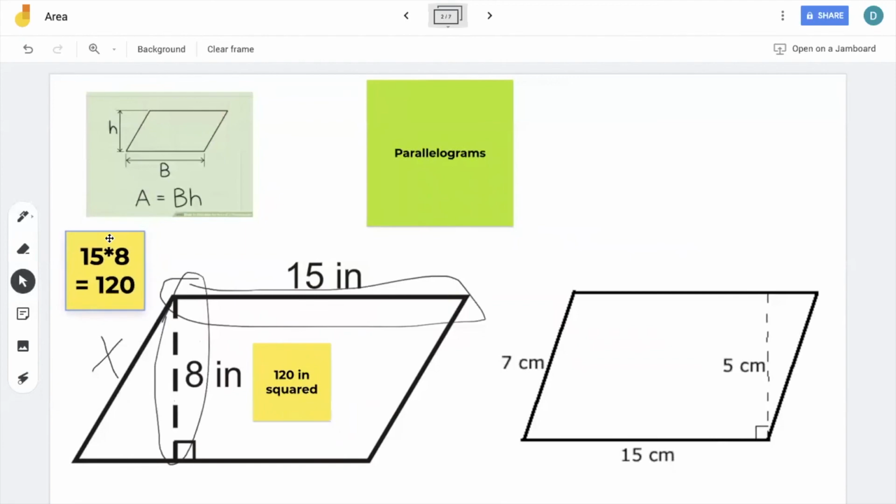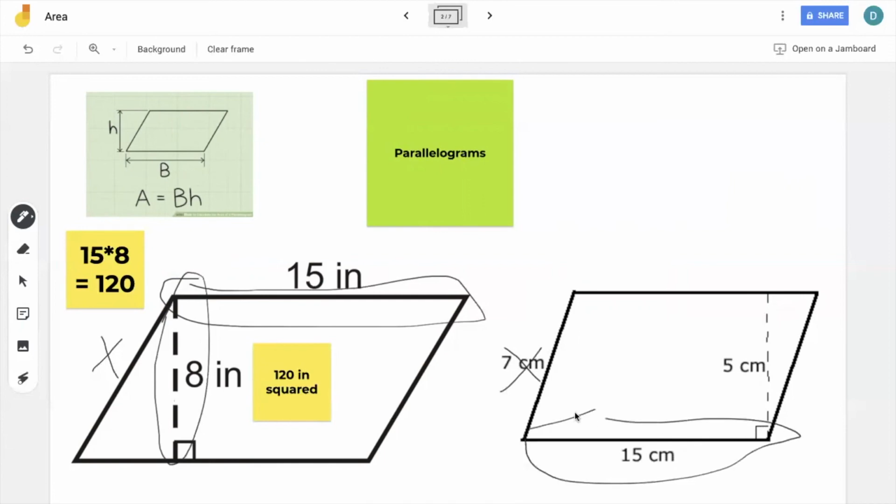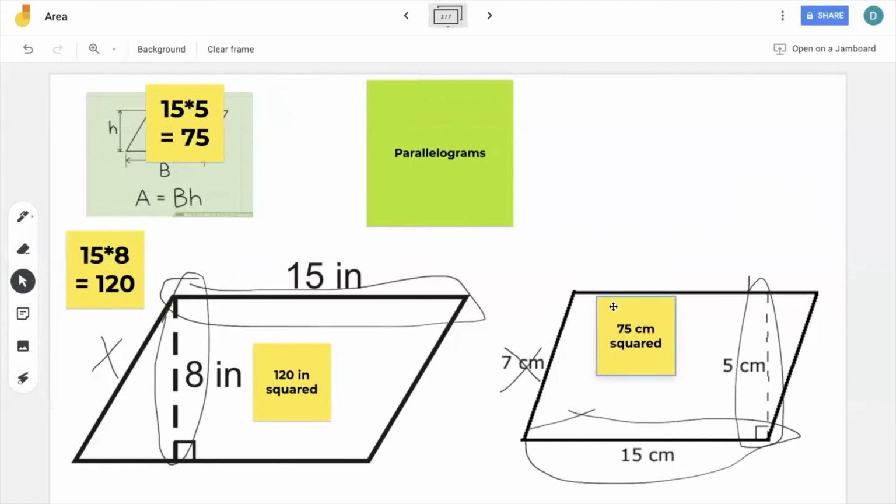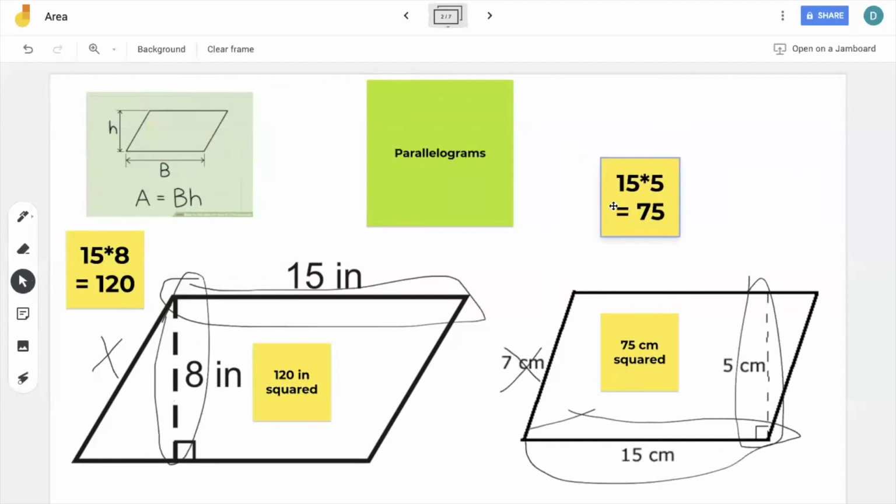Let's look at the second example. So we have 7, 15, and 5. Well, we know that we don't like these diagonals, so we can eliminate 7 here. So we're looking at 15 as the base and 5 as the height. So we'll do 15 times 5, which equals 75. And then that means the area of this figure is 75 centimeters squared. Just like that. And those are parallelograms.